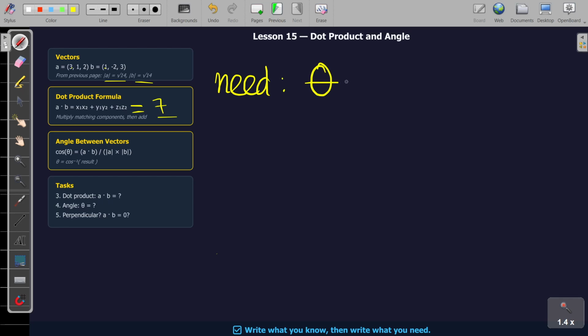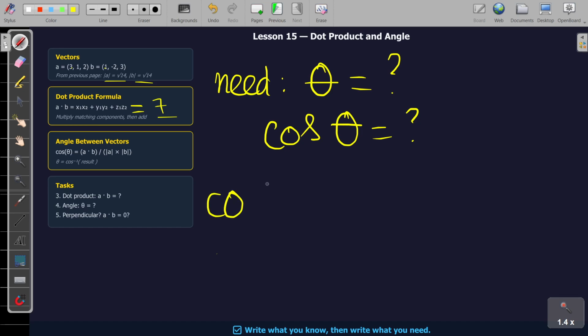what is theta. For that to happen, I also need to know cosine theta, because if I know cosine theta, I can calculate theta, which is the angle. So I need to solve for this. So I need to solve cosine theta.